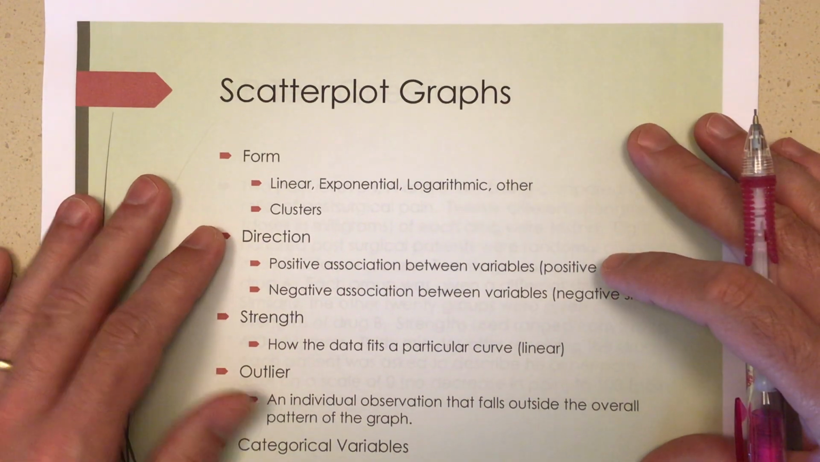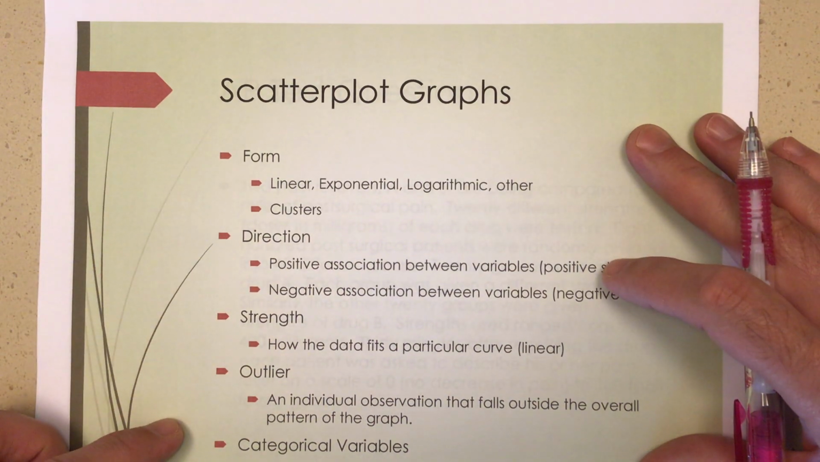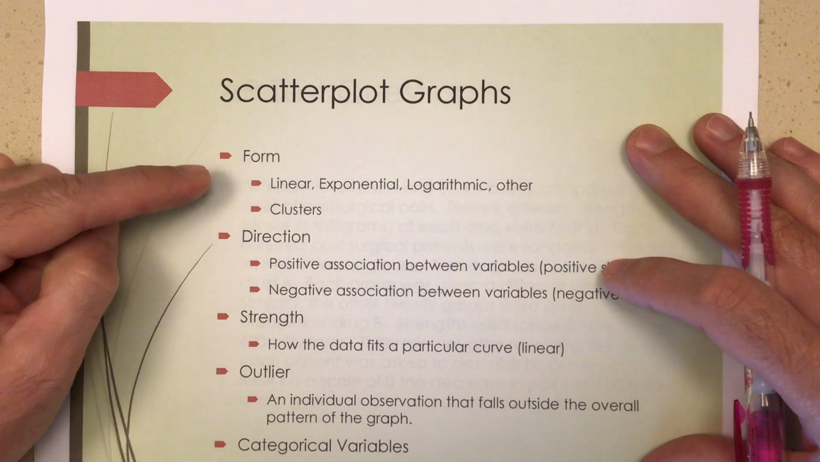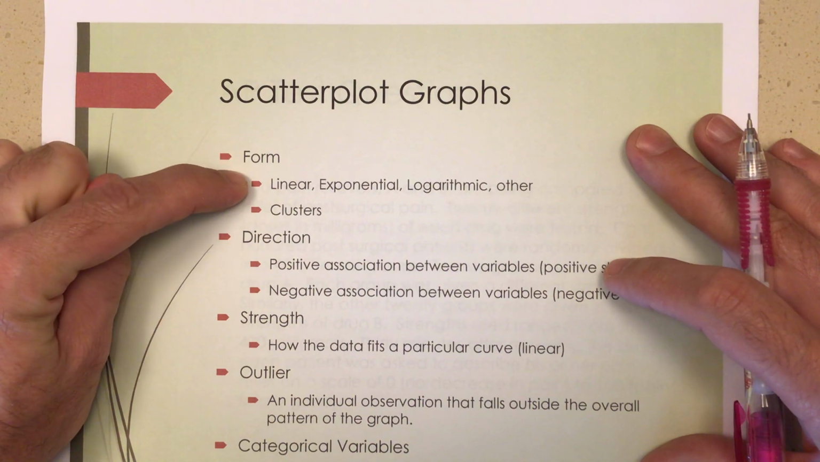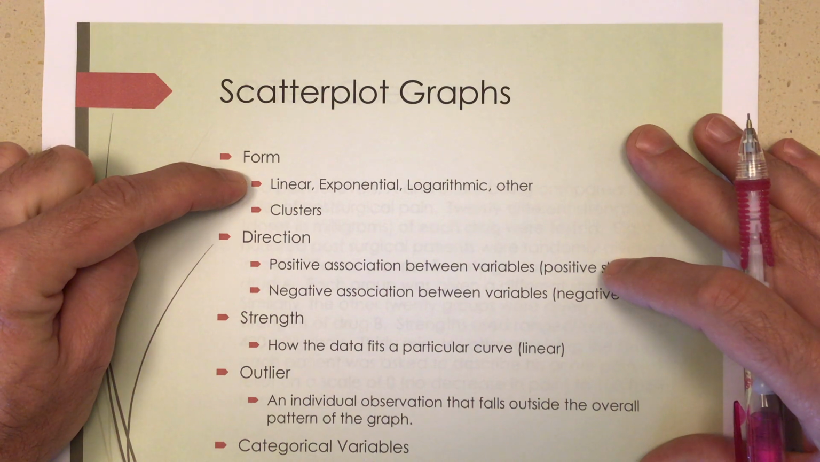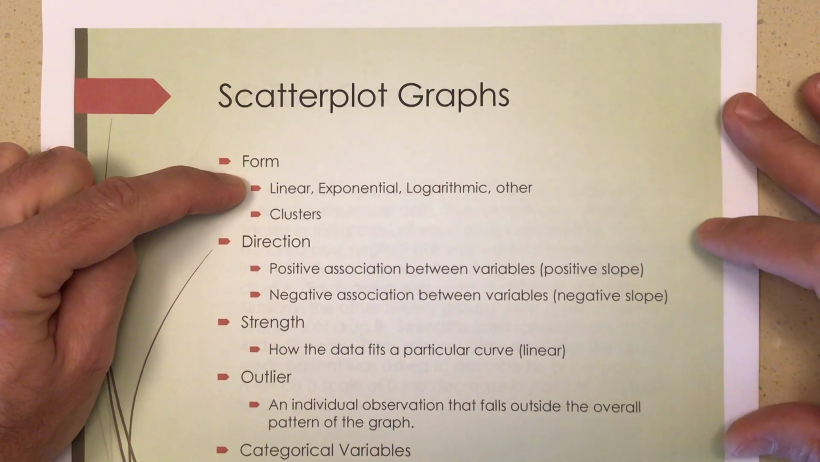Once you have your scatter plot, these are the things we want to look for when we're reading it. Okay, first, what's the form of the scatter plot? In other words, when I look at the relationship of the two variables, do I see a linear relationship? Do I see an exponential relationship? Do I see a logarithmic relationship? Do I see a quadratic relationship? So on and so forth. So that's called the form of the graph.